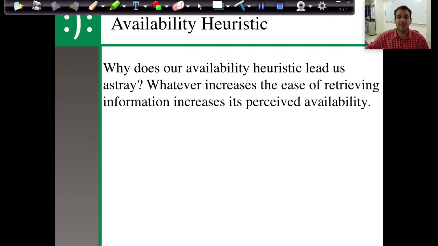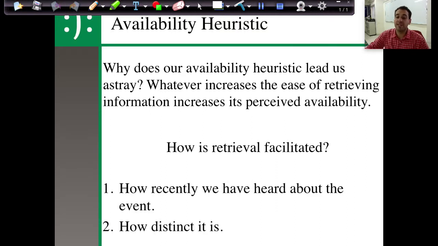Okay, so why do our availability heuristics lead us astray? Why are they wrong sometimes? Whatever increases the ease of retrieving information increases its perceived availability. So let's take some examples of this soon. How is retrieval facilitated? By how recently we have heard about an event and how distinct it is. So how recently we heard about something, how recently it is in our mind, affects our retrieval of it.